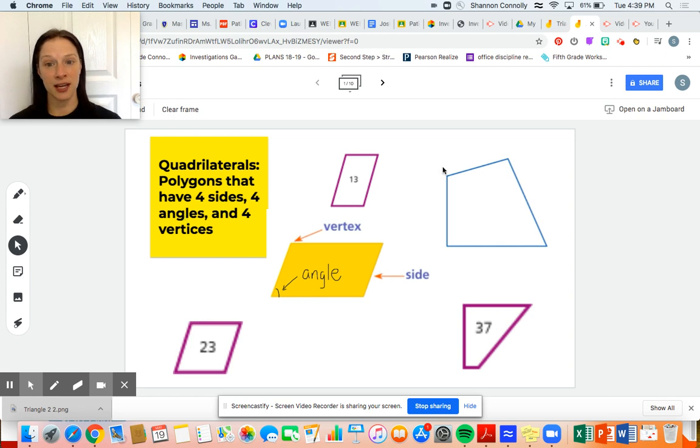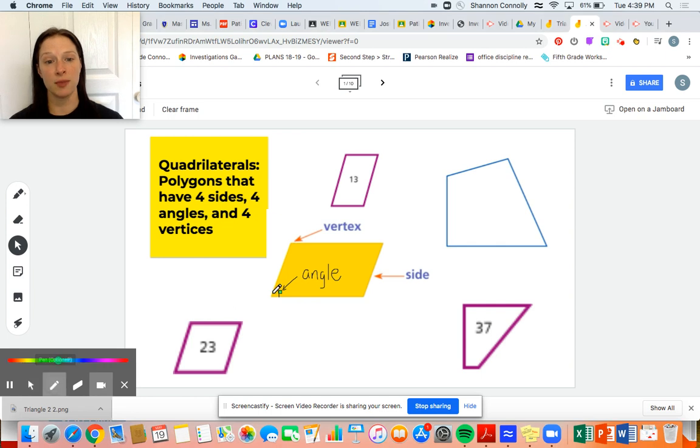And you'll notice that in a polygon, all sides are straight. All sides meet at a vertex and stop. They do not overlap and keep going. And they also don't have any open spaces, and there's no curved lines, okay? So we're going to be talking about quadrilaterals, which are polygons that have 4 sides, 4 angles, and 4 vertices.